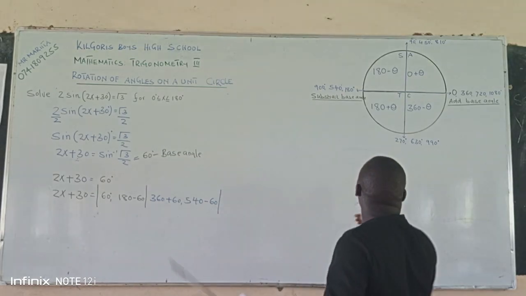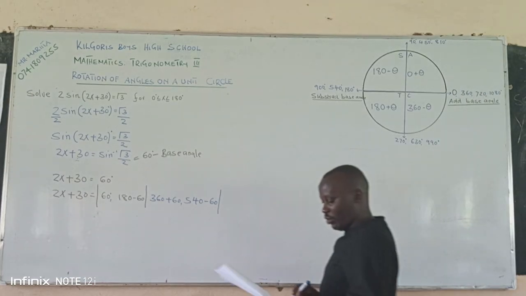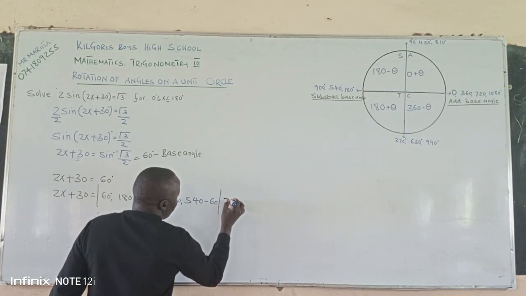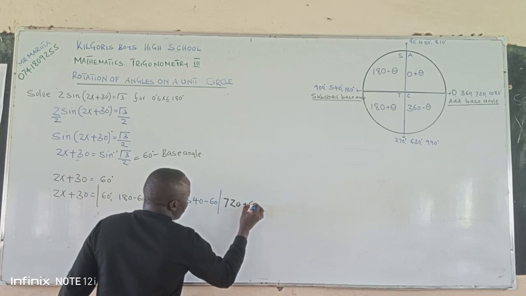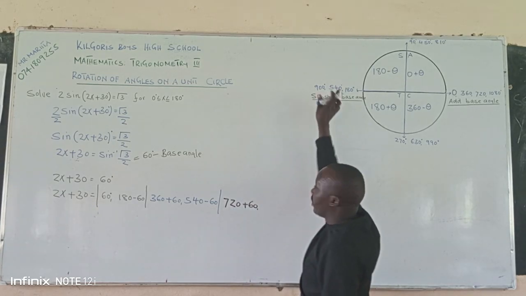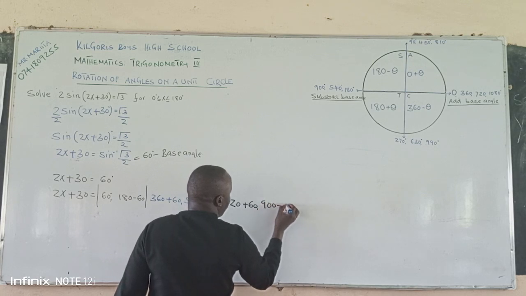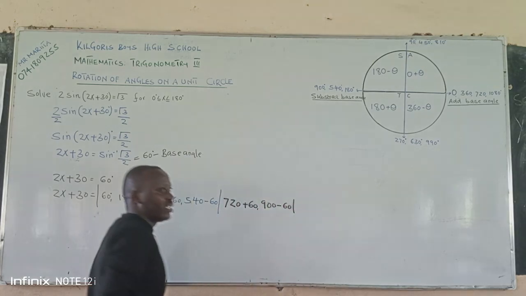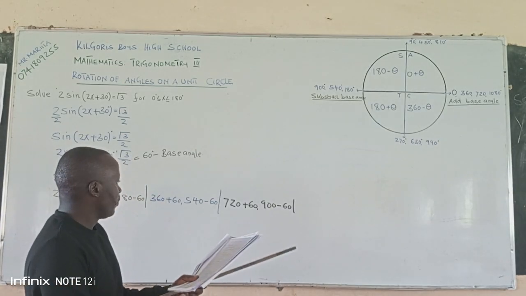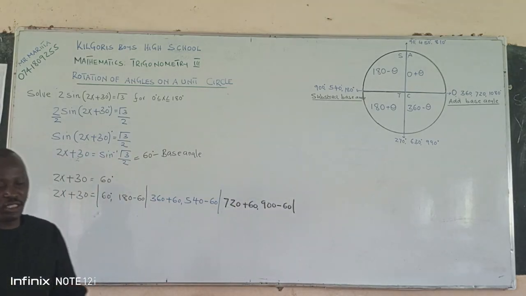Next, we rotate up to 720. On this side we are supposed to add, so we have 720 plus 60 degrees. Then another one, 900 minus; in this case we are supposed to subtract the base angle, so we have 900 minus 60 degrees. Then the last pair of our solution comes from 1080 plus the base angle, but it's not a must.